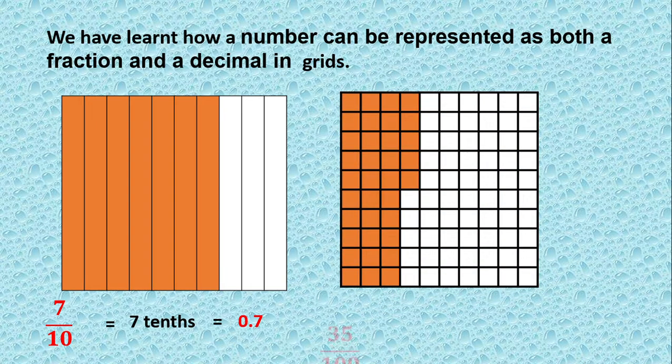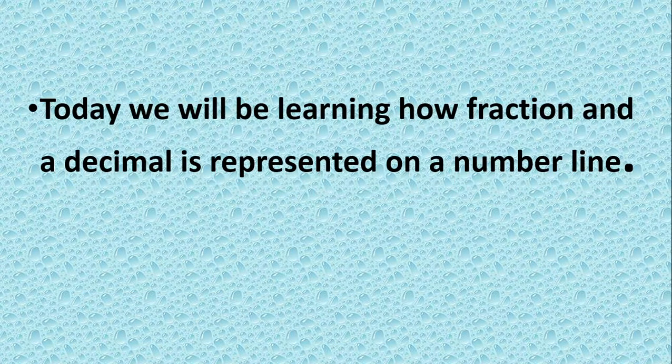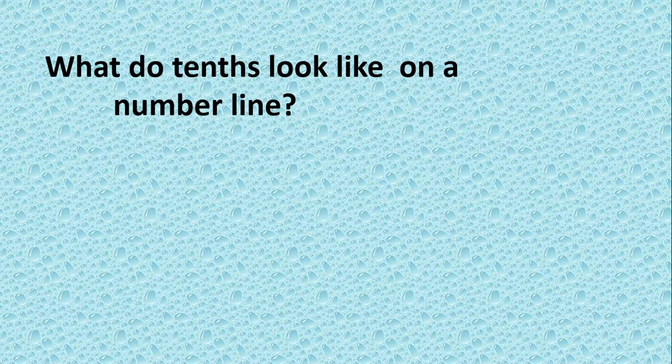Same way for 35 hundredths, we make a grid of 100 parts and then color 35 sections in it. And it is written in decimals as 0.35. Today we'll be learning how a fraction and a decimal are represented on a number line. What do tenths look like on a number line?